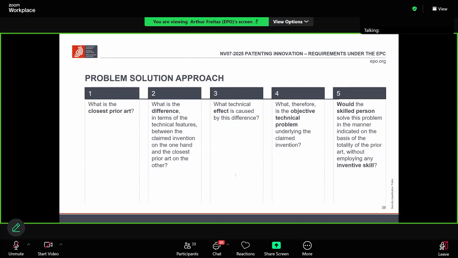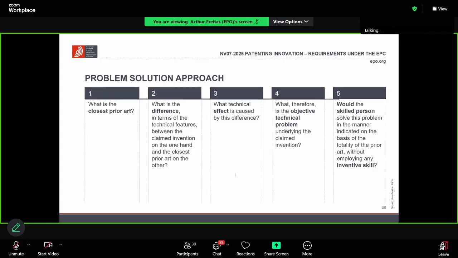So the next step would be to find what's the technical problem being solved here. Remember, we are always asking this question. Based on that difference, what is the technical problem being solved? Well, the technical problem being solved here is how to improve usability of this phone, to make the phone more user-friendly. That's the technical problem we have to solve.